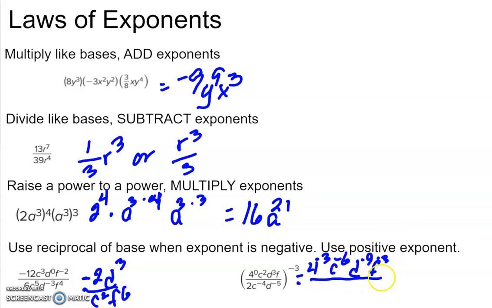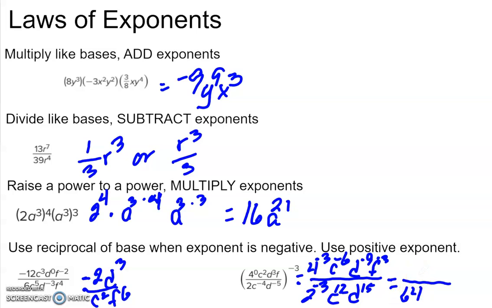And then the denominator to be 2 to the negative third power, c to the 12th, and then d to the 15th. Now I can simplify my answer here. 4 to the negative third power, so the reciprocal of 4 is 1/4. 1/4 to the third power is 1 over 64. So I'm going to put a 64 in the denominator.